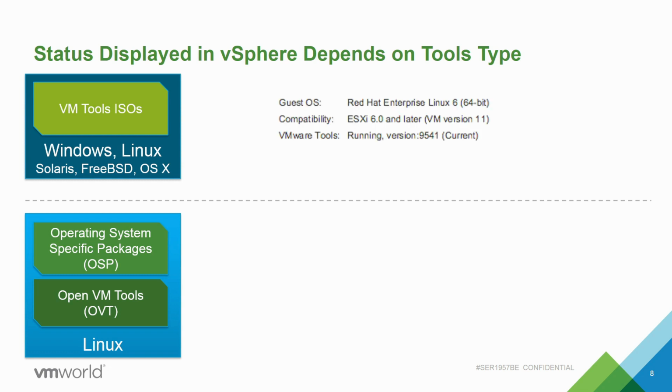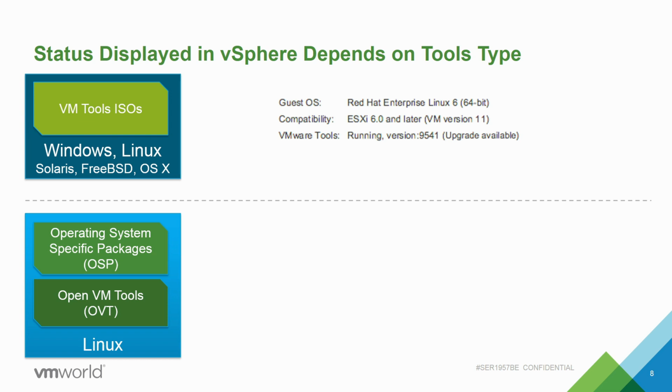If you install tools through the official vSphere ISO tools, you're going to get a little bit additional information in vSphere. We're going to tell you which version of tools is running in there. And we're also going to tell you if there's an upgrade available. And I'll talk about what upgrade available means in a moment.